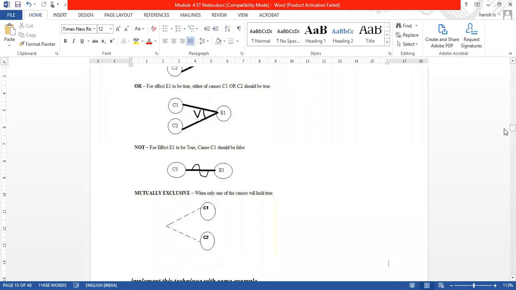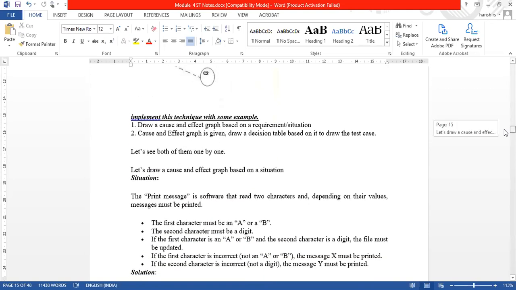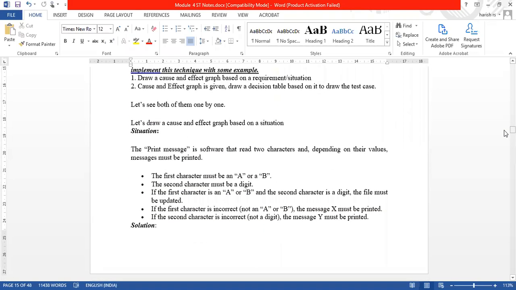Now we are going to see one example and draw the cause-effect diagram for it. The other diagram I'm going to give you people to draw and show me. Okay, listen carefully. Let us draw a diagram for a situation where you have to print a message depending upon its value.